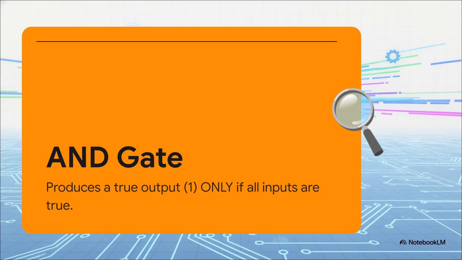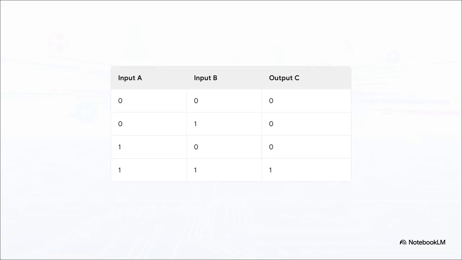Let's look at the first bouncer, the AND gate. So the crucial point here is that the AND gate has a really strict rule. It only produces a true output, a 1, if all of its inputs are true. No exceptions. If even a single input is a 0, the output is firmly a 0. This truth table clearly maps it all out for us. If input A is false, so 0, and input B is false, output is 0. If one is 0 and the other is 1, output is still 0. It is literally only in that final row, where input A is a 1 and input B is a 1, that the gate opens up and gives you a 1.